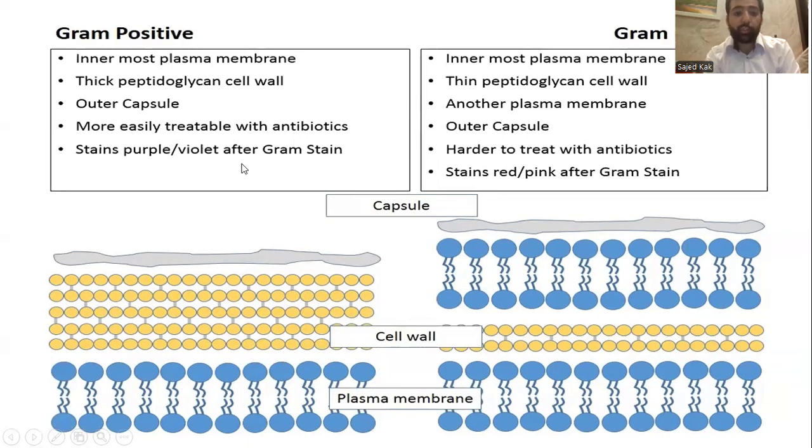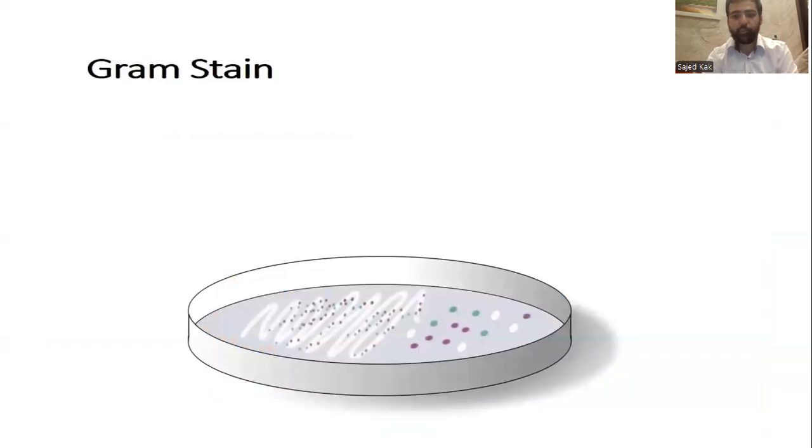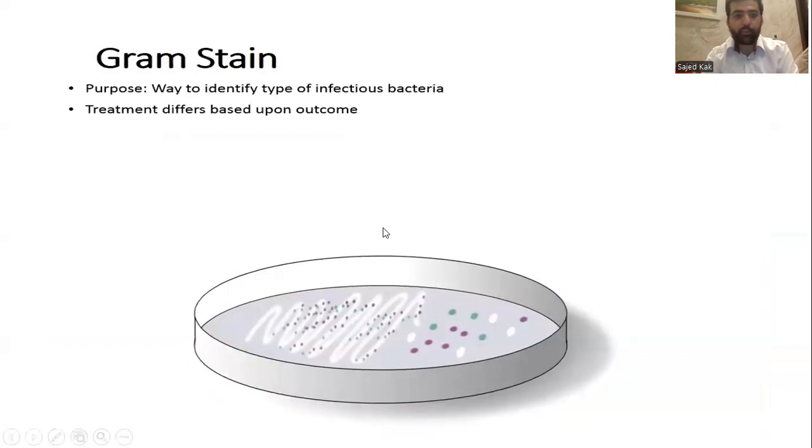Gram-positive bacteria stain purple violet after gram staining. So in gram-positive bacteria, the color of the staining is purple violet, while in gram-negative, the color is reddish pink. We will see why that is and what gram staining is. Well, gram staining is a way to identify the type of infectious bacteria.